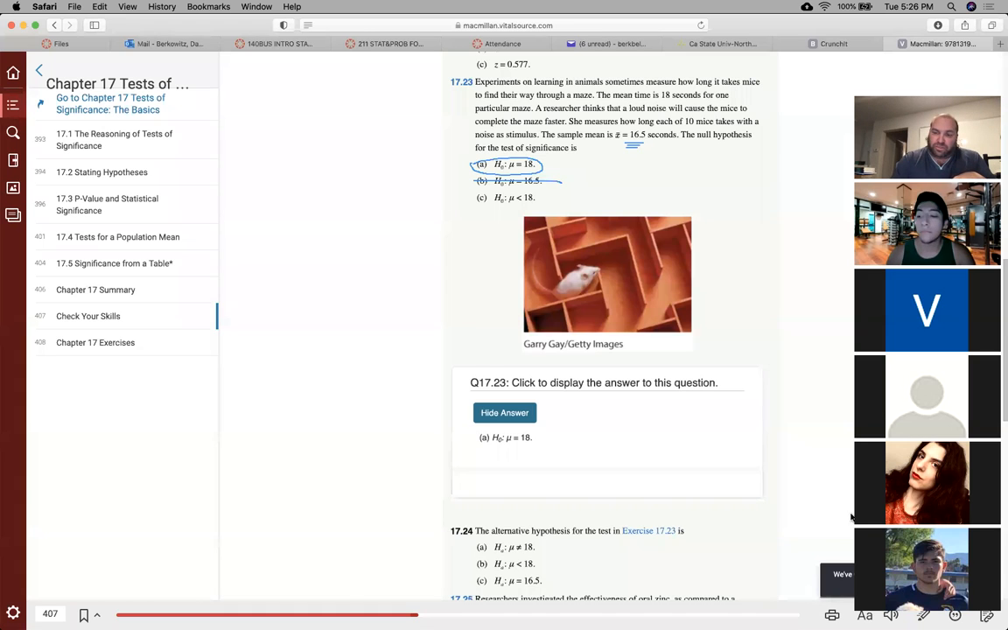So the question is, what's the answer to this one? Let's see what people say. Wait, why was it B for the first one? It wasn't B, it was A. I changed it. So I scrolled down. Okay. Okay, so let's see what this one is.